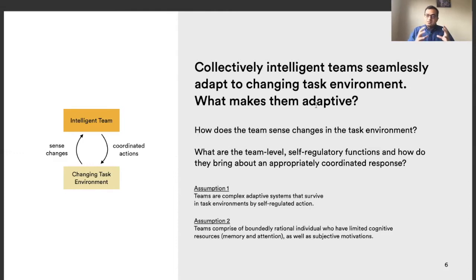Now, in framing this question, we are making 2 assumptions, which our framework is based on. The first assumption is that teams are complex adaptive systems that are navigating task environments. And the second is that teams are composed of boundedly rational agents. What that means is these agents have a finite capacity for skills, that is memory, or attention. And they might also have subjective, personal motivations that the team needs to figure out.